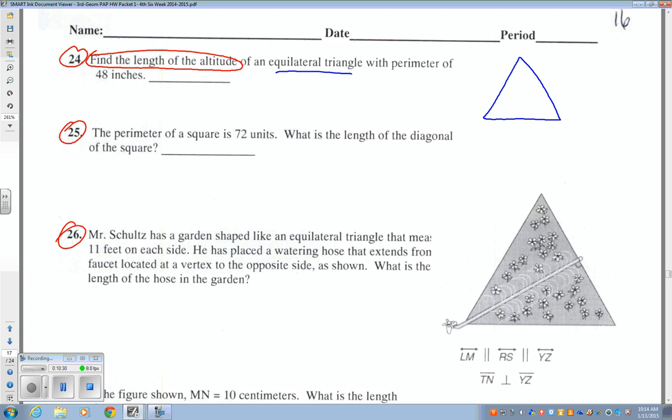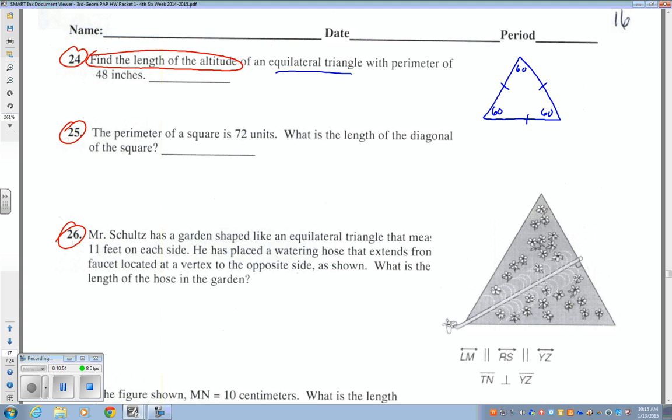So right now, if I do this, it kind of looks like it. Is it equilateral? Not yet. Is it equilateral? Yes. You got to see that 60. You got to see the tick marks. Now, we are given that the equilateral triangle has a perimeter of 48 inches.